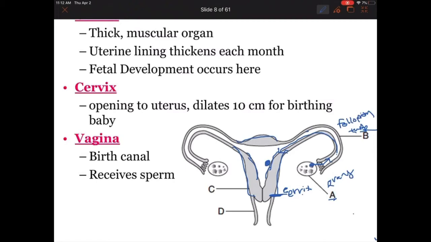If there is a pregnancy, then that uterine lining stays and becomes thicker and thicker as the embryo starts to produce a placenta, and then the embryo will continue to develop.